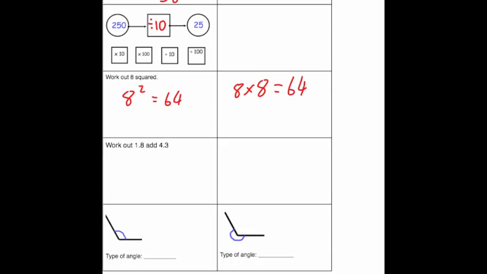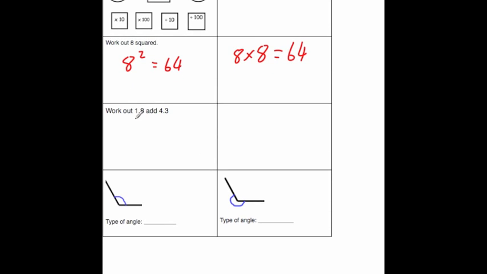Our next question says to work out 1.8 plus 4.3. So 1.8 plus 4.3. If we line them up like so, we can then add them up. Notice how I've lined up the decimal points and then written the numbers.